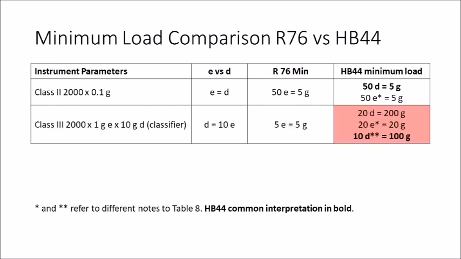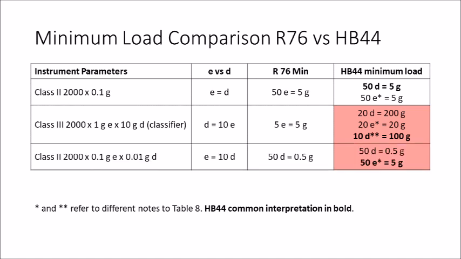Next example, the weight classifier. So let's take a class 3 2000 by 1 gram E, 10 gram D weight classifier. In this case, D is equal to 10E. The R76 minimum is 5 gram, but Handbook 44 is kind of a special case because they have this asterisk note that says you use 10D for weight classifiers. So that would be 100 gram, nowhere near what R76 gave.